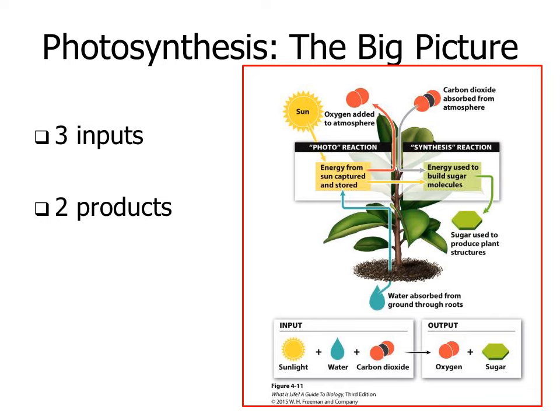I want you to know the big picture. I want you to know the inputs and the products. There are 3 inputs to the process of photosynthesis. 1, obviously light. 2, carbon dioxide. This comes from the atmosphere. And 3 would be water. This would come from the ground. From these 3 inputs, the plant produces sugar and oxygen. So the 2 outputs are sugar and oxygen. If we did not have plants, we'd have a lot of carbon dioxide in the air and very little oxygen.